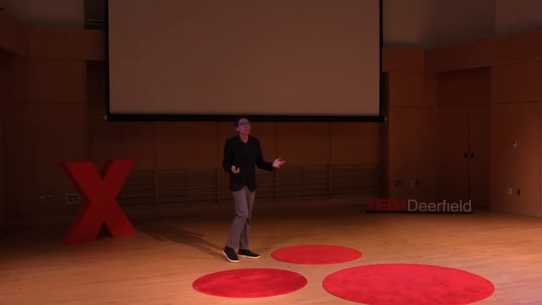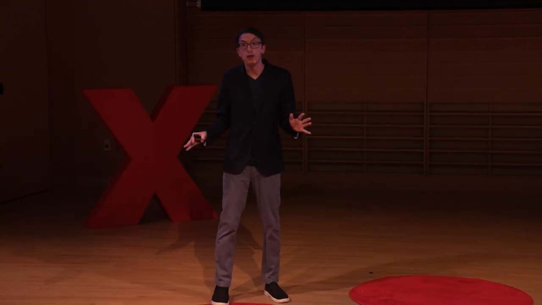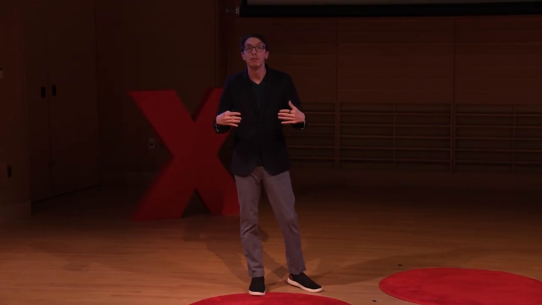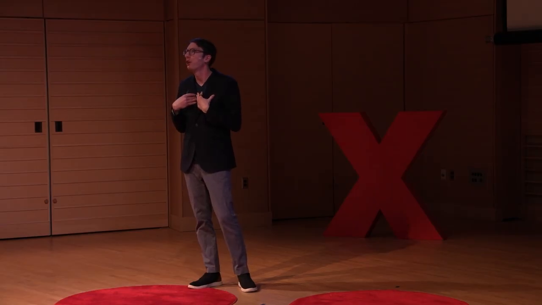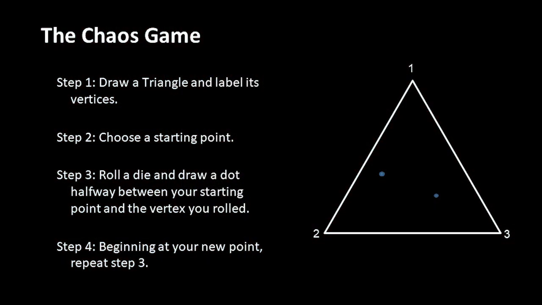Let's play a game. The game is simple, and it's not really a game at all. For one, there's no winners or losers, and we're all on the same team. And I'm going to make a computer play most of it for us, but since it's my talk, we're going to play it anyway. We start simply with an equilateral triangle, whose vertices we've labeled 1, 2, and 3.